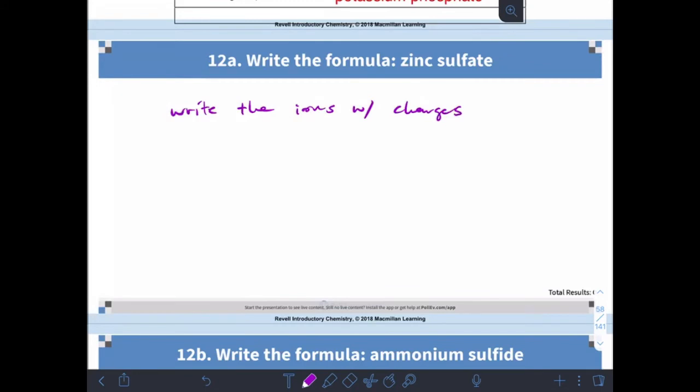Okay, so the zinc ion, Zn 2+, and the sulfate ion, SO4 2-. So a 2+ for the zinc, a 2- for the sulfate. So they already balance each other out. So our formula is ZnSO4.